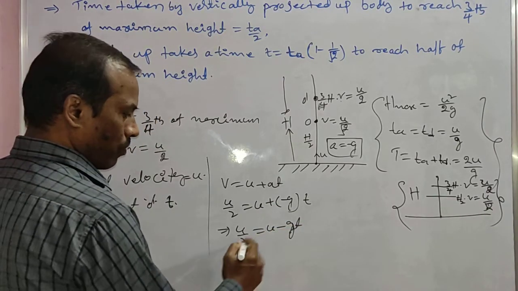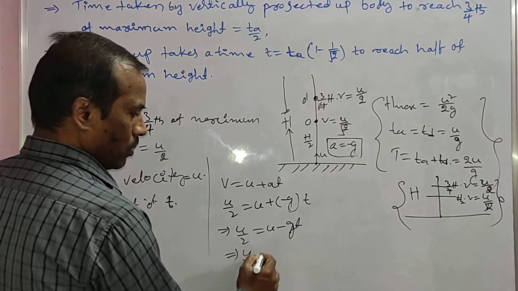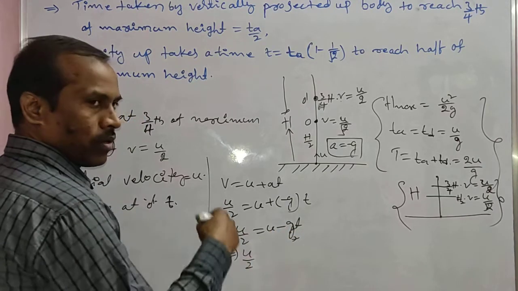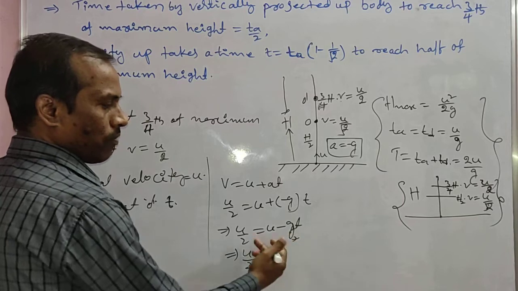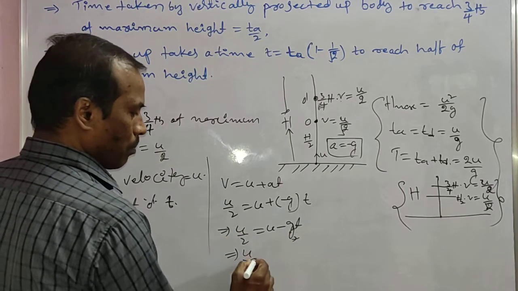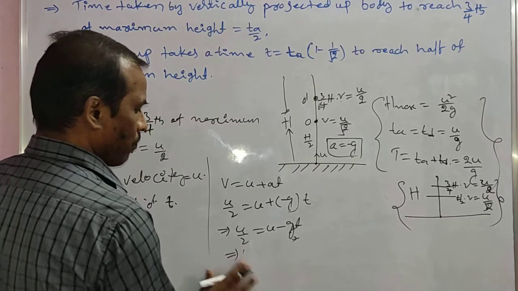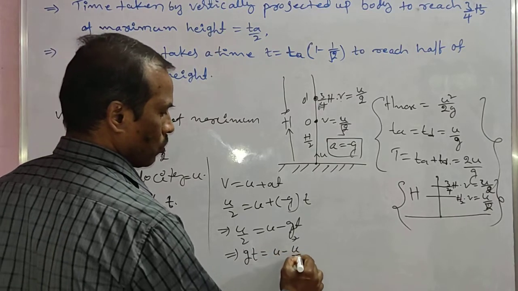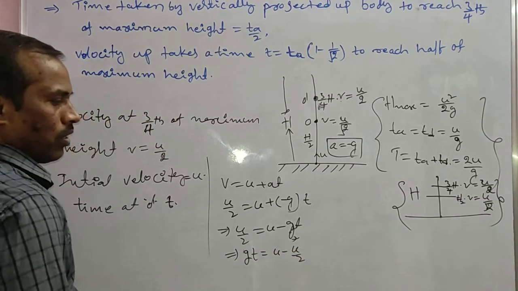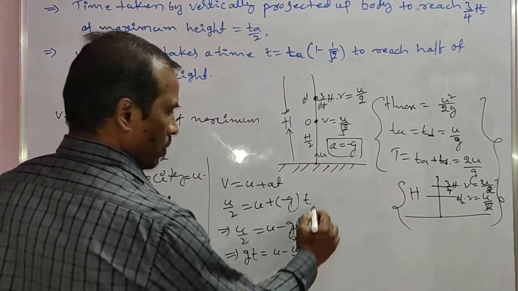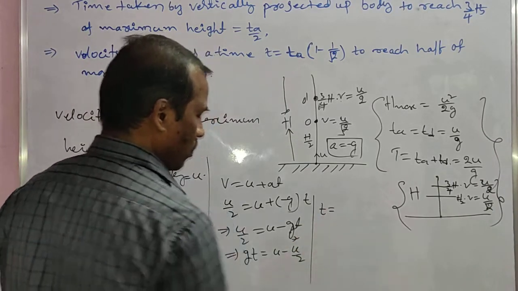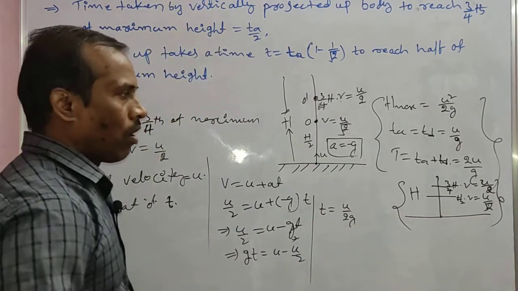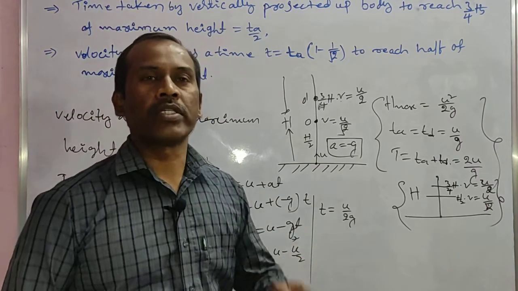Now simplify: u by 2 is equal to u plus minus gt. The negative value is taken to the left side and the positive values to the right side. So gt is equal to u minus u by 2. Now t is equal to u by 2g.